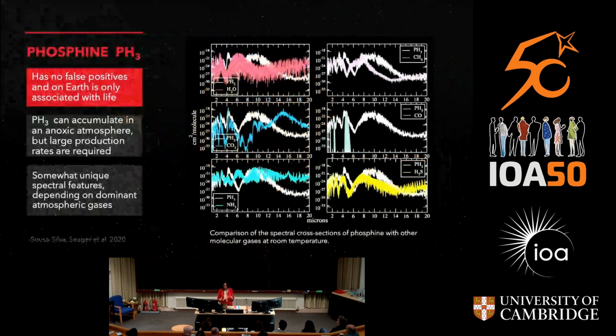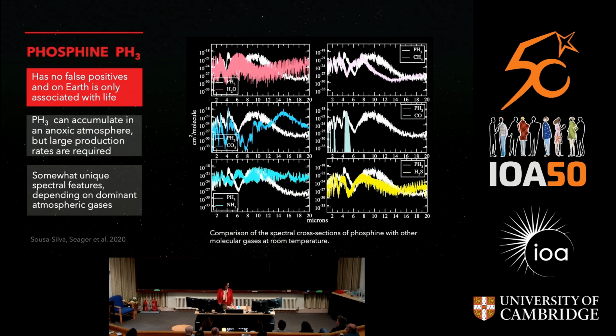And we have 3 boxes when we think of a biosignature gas. One is no false positives. It's really never strictly true, by the way, but kind of on the whole, bigger picture level. In terms of photochemistry, if we have an atmosphere without oxygen, phosphine can accumulate with relatively reasonable production rates. It doesn't just instantly get destroyed. And also, it has somewhat unique spectral features depending on what the background dominant atmospheric gases are. And on the right, I just wanted to show you these cross sections.